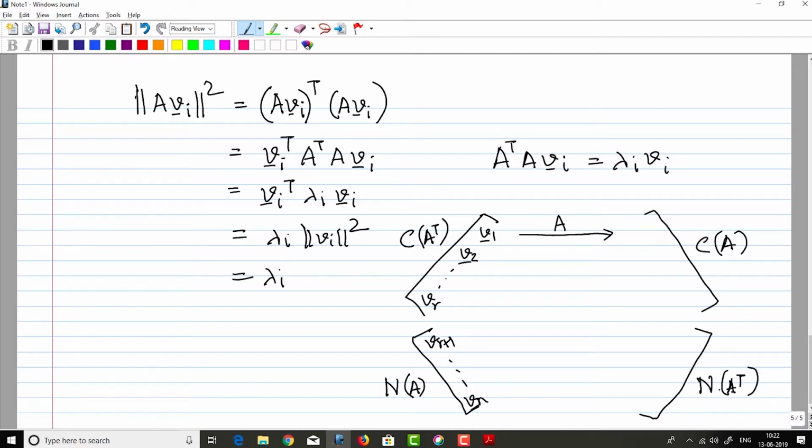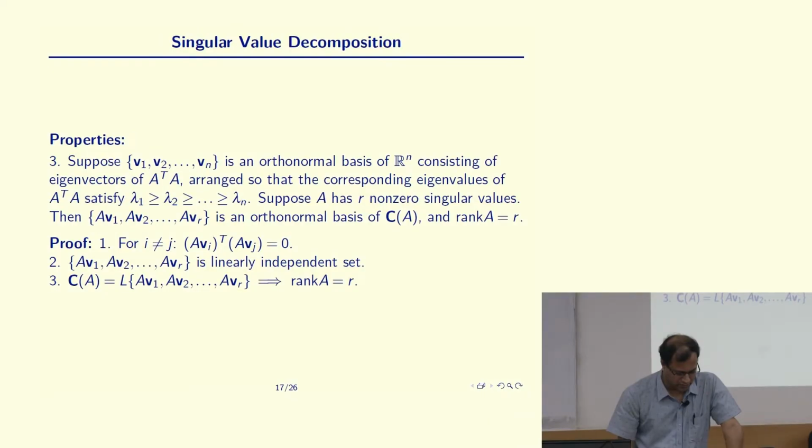So we have to find the mapping, how these V1, V2, VR are mapped to the column space of the matrix and the left null space of the matrix. You can see from this, if we order this in decreasing order, say the last n minus r values are 0, then we can say that this set is the orthonormal basis.